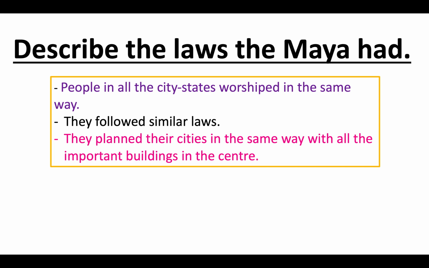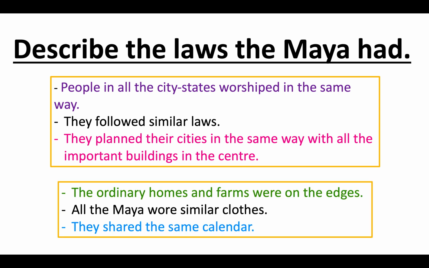So they put all the important buildings in the middle, in the center, and I guess the houses would surround those important buildings. Also, the ordinary homes and farms were on the edges, okay? So they would be at the edges of the cities. All the Mayans would wear similar clothes, so they didn't have different outfits, kind of like how we have different outfits today. You don't see people wearing the same thing often, right? So they all wore similar clothes, and they all shared the same calendar, okay?